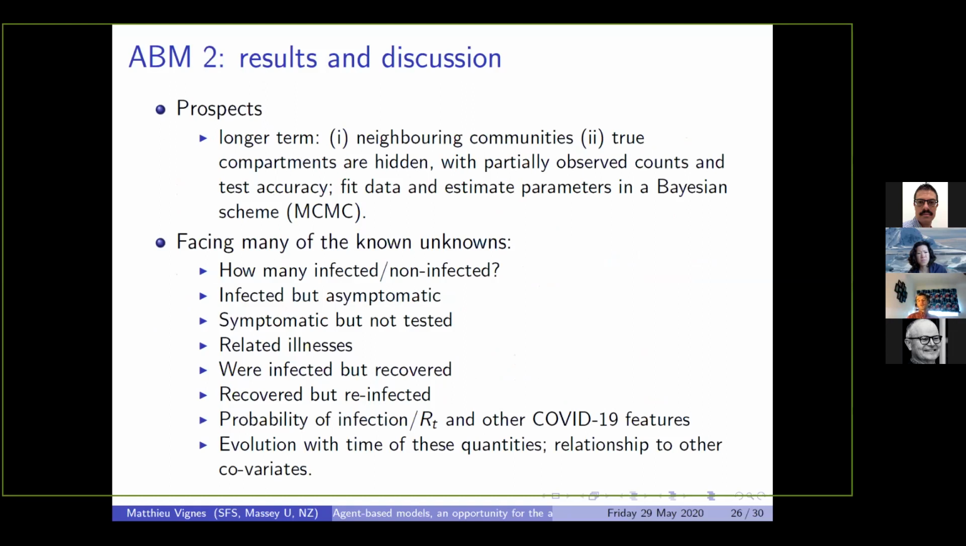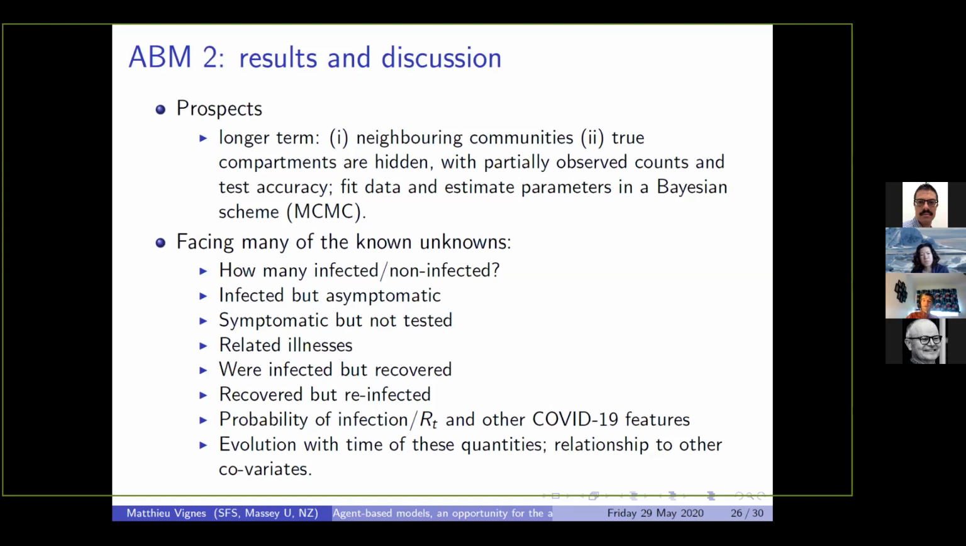What I want to do now is to have the true compartments. So these counts I showed you are actually hidden. What we have is partial counts, and I would also account for test accuracy. So that's where I could try and get some data and feed the data, feed parameters to this model, and estimate them. So I'm probably going to go for heavy simulations like MCMC.